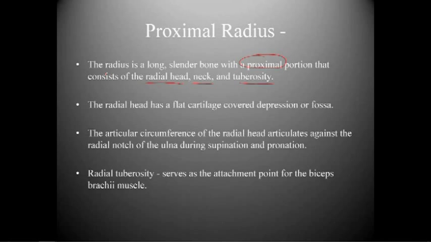The radial tuberosity serves as an attachment point for the biceps brachii muscle. So keep that in mind. The radial tuberosity is going to have something very important, and that is an attachment point for the biceps brachii muscle.